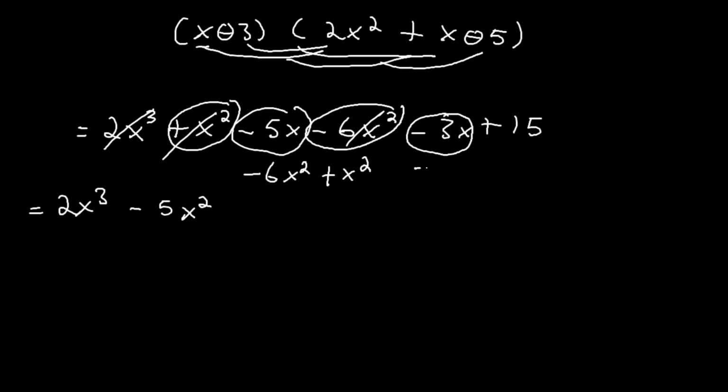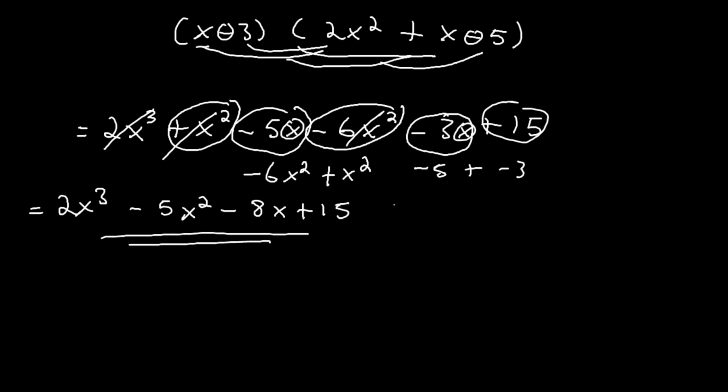So now let's add these two like terms. So basically we're adding negative 5 plus negative 3. That will be negative 8x. We keep the same variable, we don't change it. And finally we just rewrite the constant over here. This is our final answer. Now what about this problem over here?